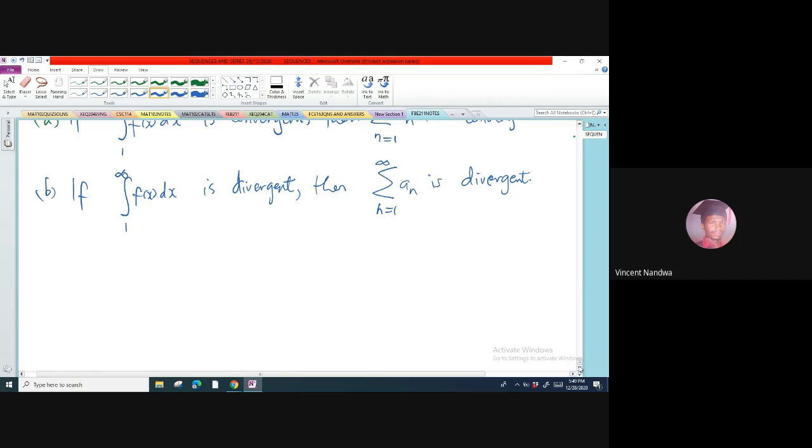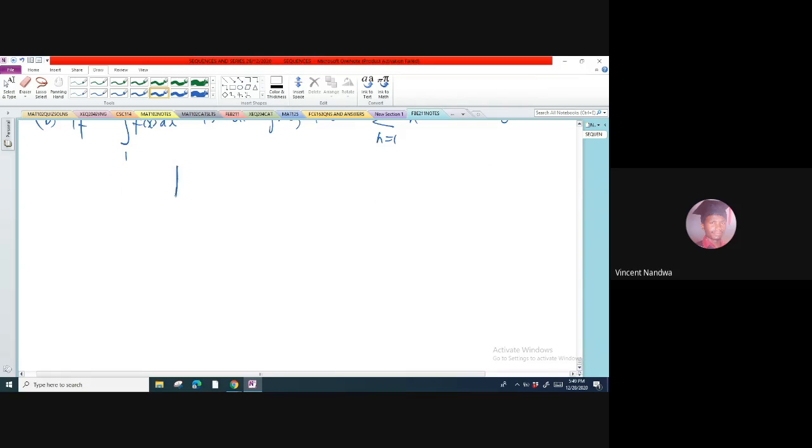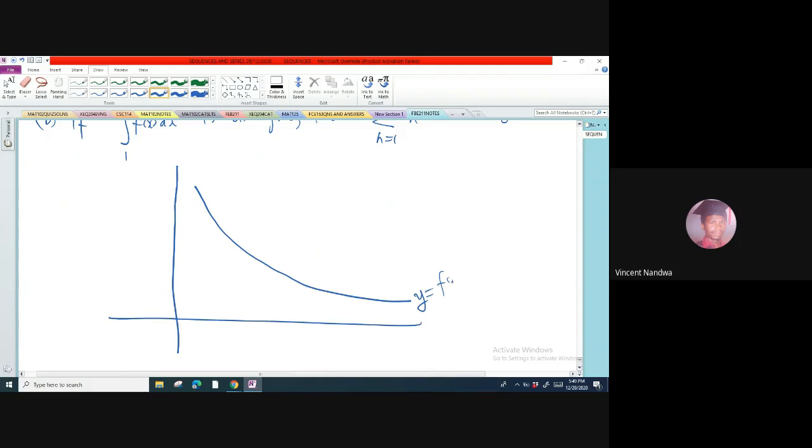So the function we are referring to should be a function of this. So 2, 3, 4, 5, 6, etc. These are decreasing functions from 1 to positive infinity.